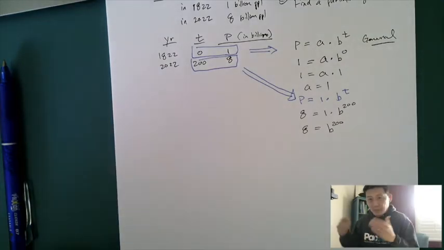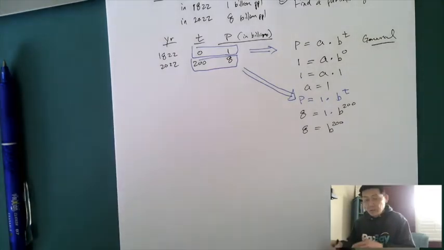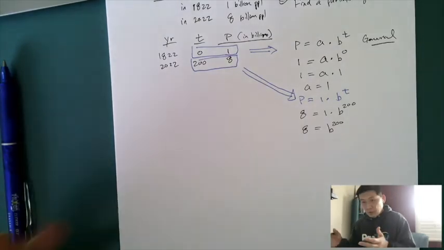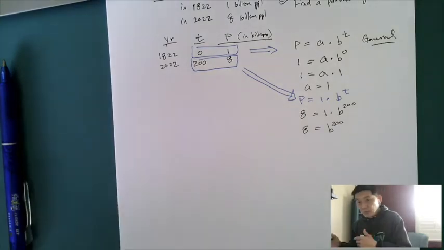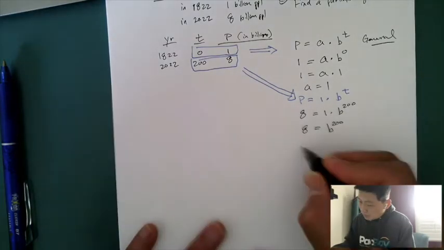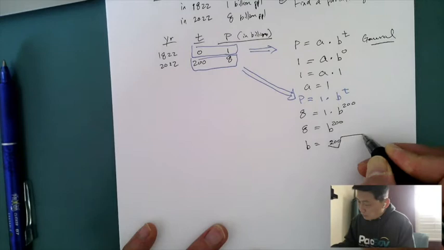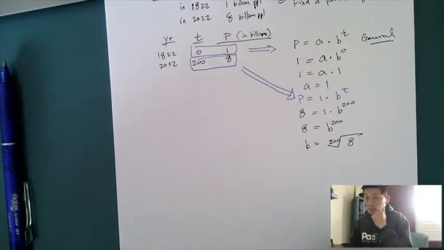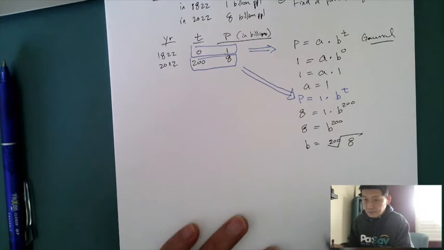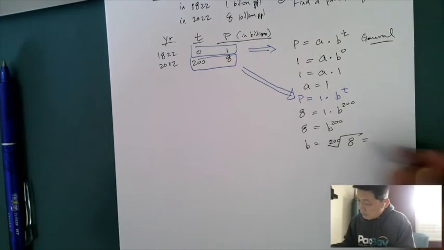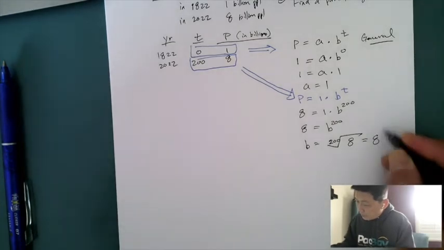If you have B squared equal to 4, then you take the square root. If you have B cubed equal to 9, you take the cube root on both sides. In this case, it's B to the 200, so you take the 200th root on both sides. So in a sense, B is equal to the 200th root of 8. Now, you don't know what that is, but you can use your calculator. Calculator is very convenient. It's very helpful. So in a calculator, this basically is 8 to the power of 1 over 200.